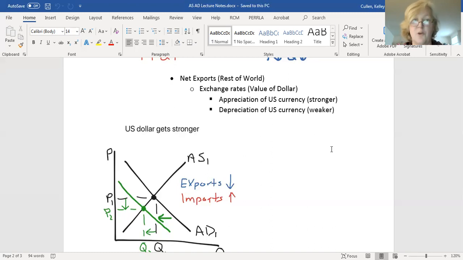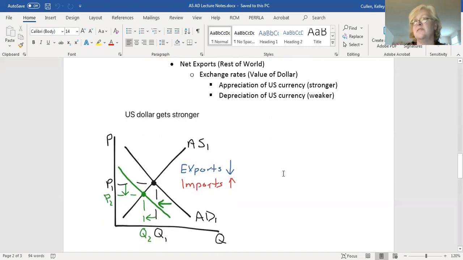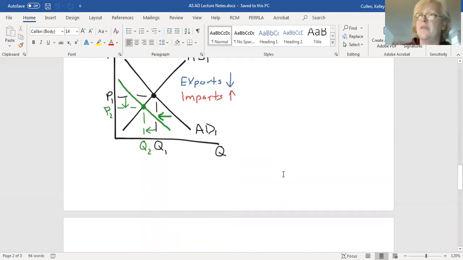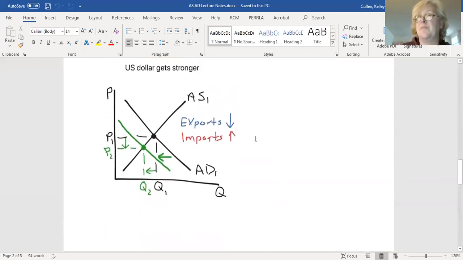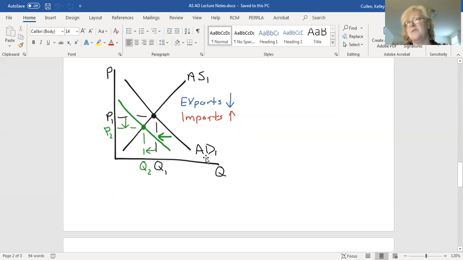Counterintuitive. So hopefully you're paying attention all this way into the lecture, okay? So when we have a strong dollar, aggregate demand shifts left just like it does in this picture here, okay? The reason is, as the US dollar gets stronger, we spend more overseas on imports and people spend less. The rest of the world spends less on our stuff. So our exports fall, our imports rise. Both of that's going to shift aggregate demand to the left, and P is going to fall, Q is going to fall.